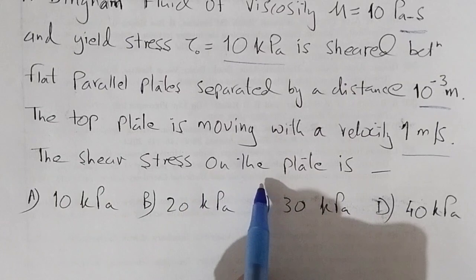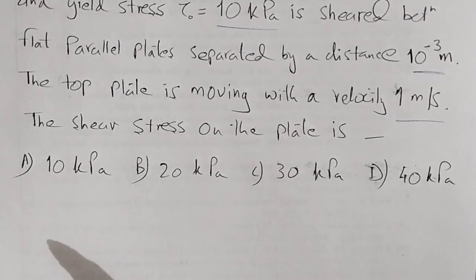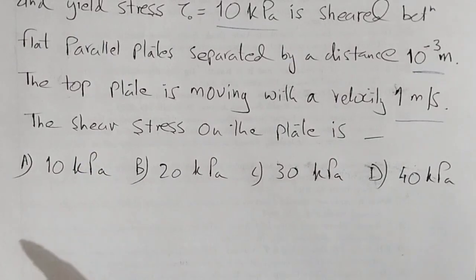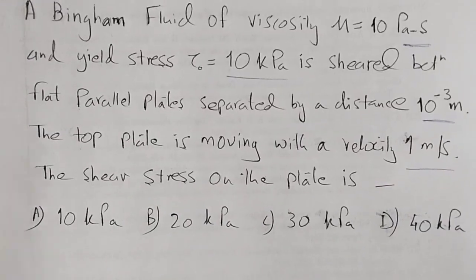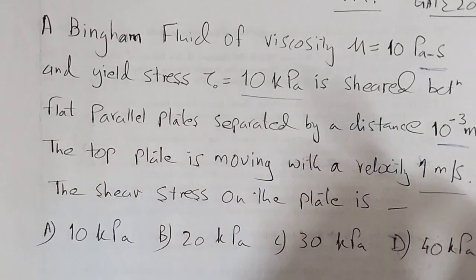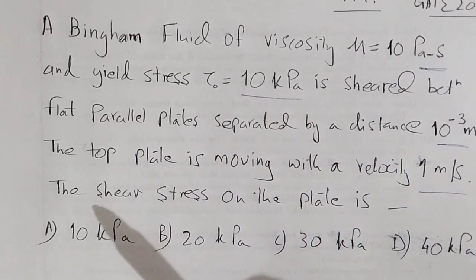The top plate is moving with the velocity 1 meter per second. The shear stress on the plate is, you have to calculate it, and there are 4 options: 10, 20, 30 or 40 kilopascal. This problem is from Newtonian and non-Newtonian or Newton's law of viscosity.